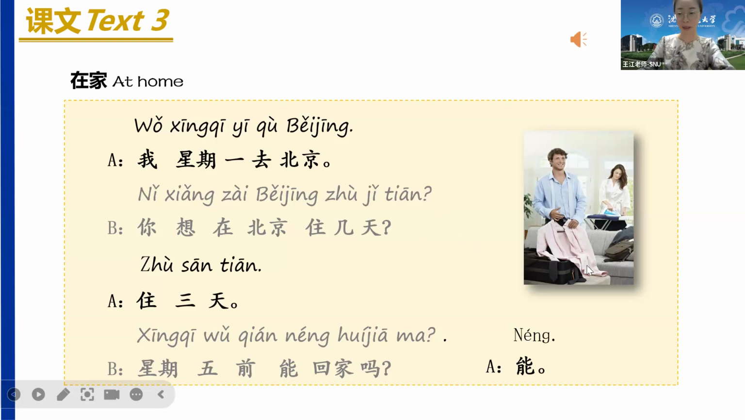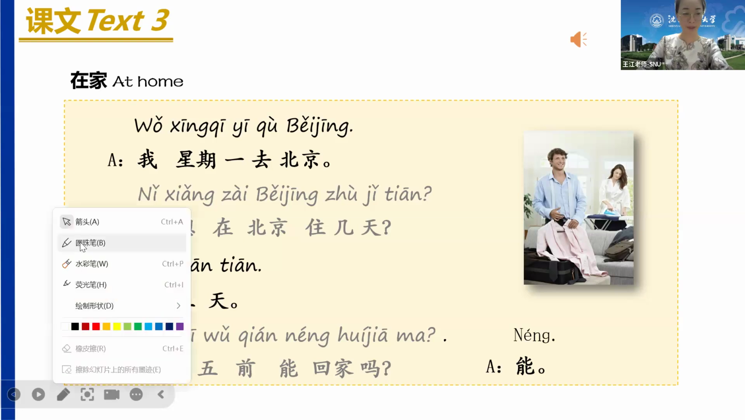Okay, text 3. I will ask one of the students to read the text after me. Mariam Siddiq. 你好。Are you there? Okay, 请跟我读 and please translate the text into English. 我星期一去北京。Read after me at first. 我星期一去北京。Read after me, please. Mariam Siddiq. What's the meaning of the sentence?